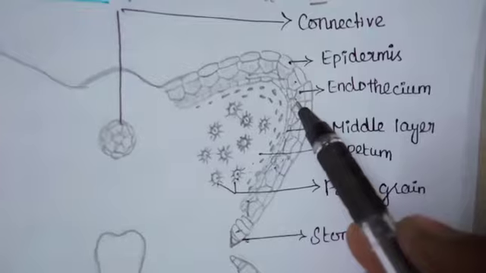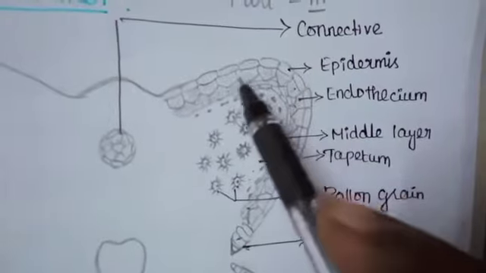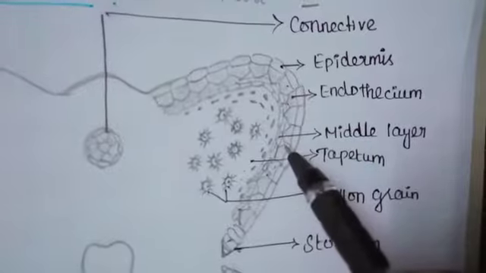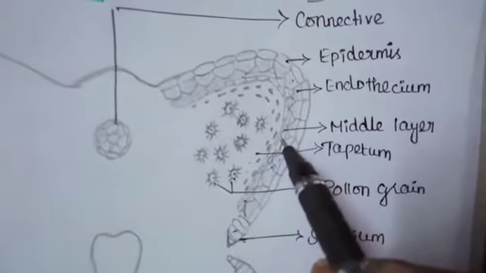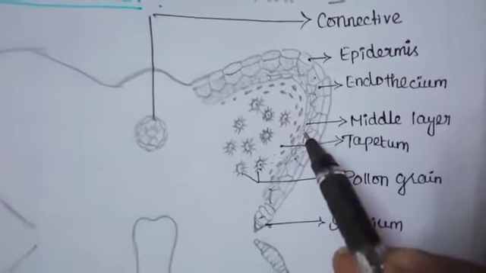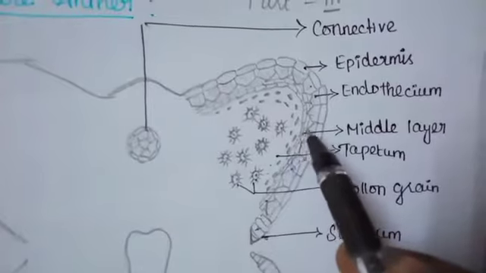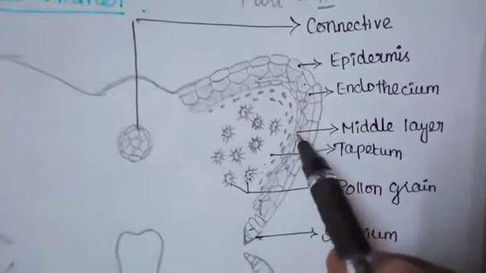Next layer, endothecium. It is generally a single layer of radially elongated cells found below the epidermis, and its inner tangential wall develops band-like structures. It is made up of cellulose, sometimes lignified. These cells are hygroscopic in nature.